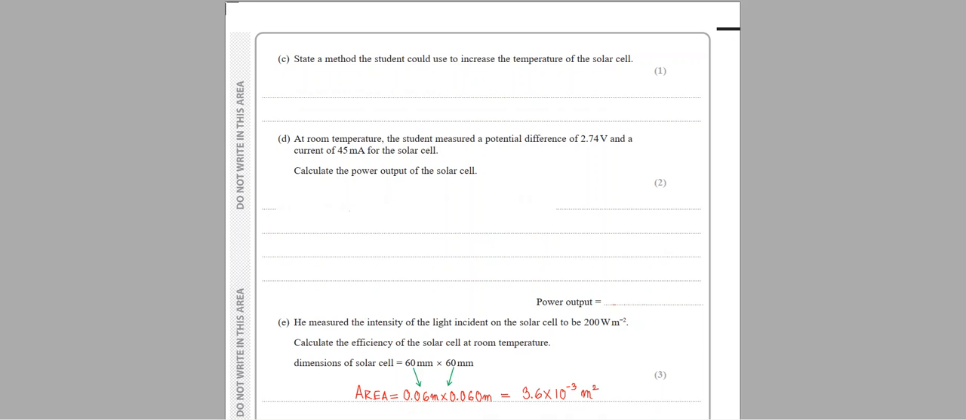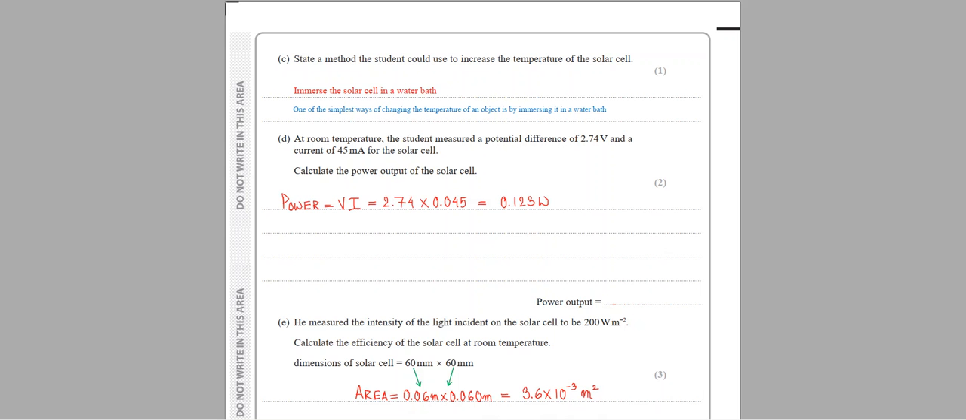You need to see the temperature as well as you need to measure the temperature. So what enables you to do both? Of course, a water bath. So one of the simplest ways of changing the temperature of an object is by immersing it in a water bath. For part D, at room temperature, the student measured a potential difference of 2.74 volt and a current of 45 milliampere for the solar cell. Calculate the power. This is the easiest thing ever. Just recall the equation.